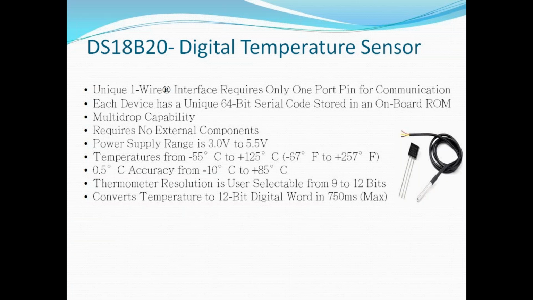We have two versions of the DS18B20. One is raw. If you see the image, we have two types of DS18B20.